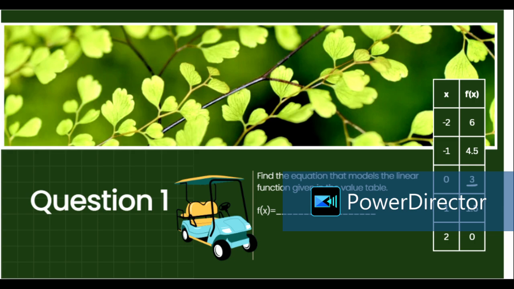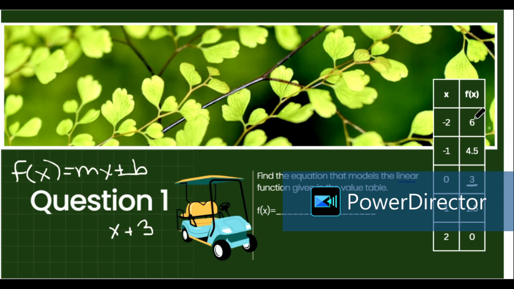Here's question 1. Find the equation that models the linear function given in the value table. So pause it, figure it out, come back. Okay, we know right from the get-go that this is a linear function, so that means we're dealing with the formula f of x is equal to mx plus b. Okay, so the y-intercept is where x equals 0, so b has to be 3. We can see that right there. Now we just need to find the slope.